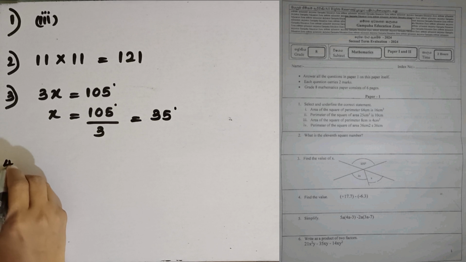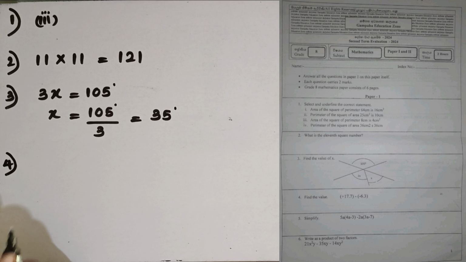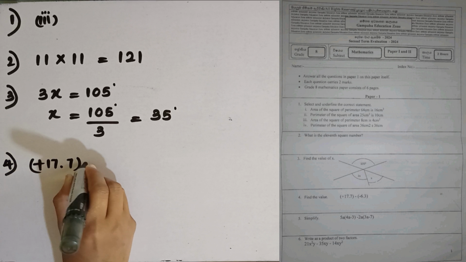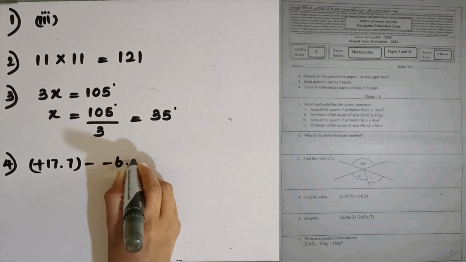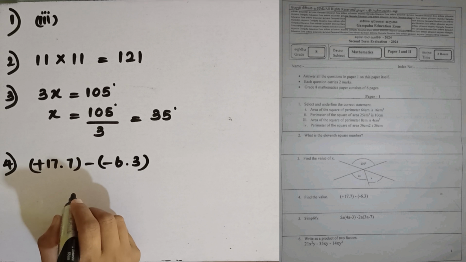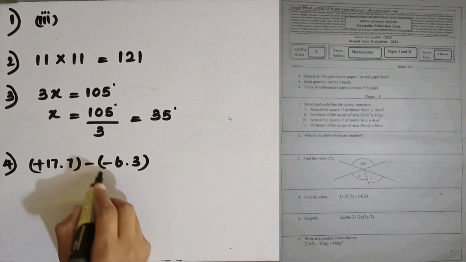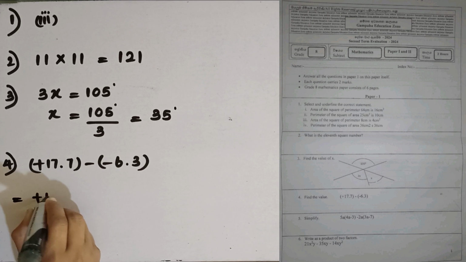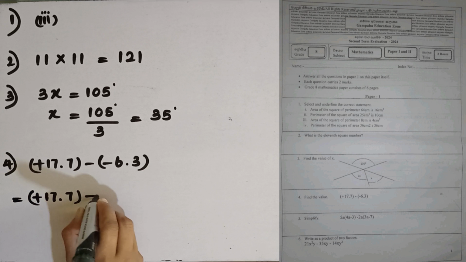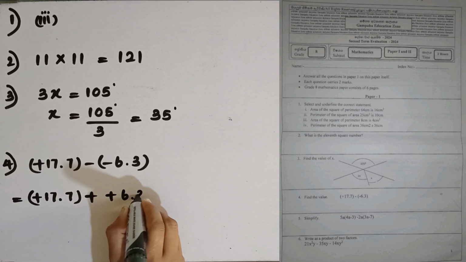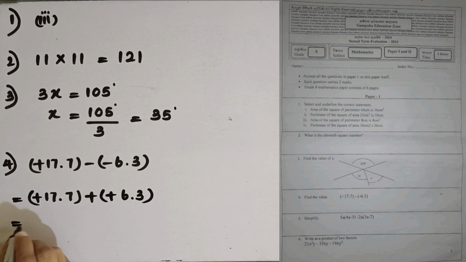Question number 4. Find the value. We are given this: plus 17.7 minus 6.3. We can convert this subtraction into an addition by taking the additive inverse of this second directed number. So plus 17.7 plus, then the additive inverse is plus 6.3. Addition of two positive directed numbers.